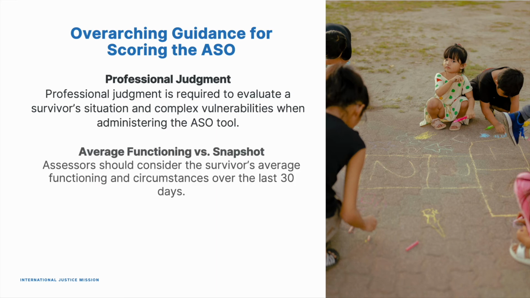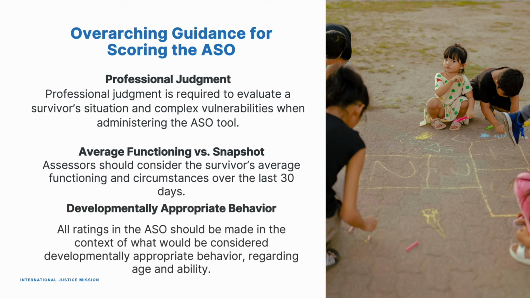2. Average functioning versus snapshot. Assessors should consider the survivor's average functioning and circumstances over the last 30 days, rather than solely how the individual is doing on one particular day. 3. Developmentally appropriate behavior. All ratings in the ASO should be made in the context of what would be considered developmentally appropriate behavior regarding age and ability.